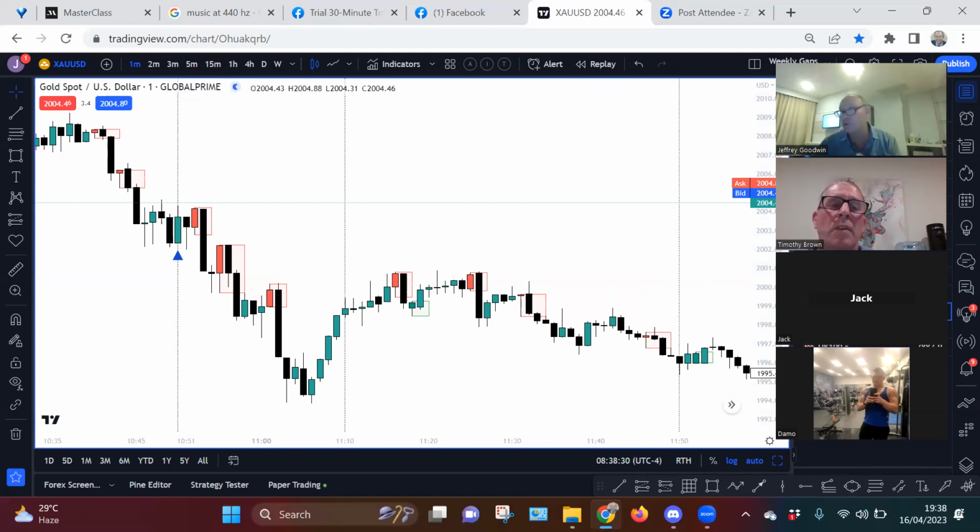So therefore, for a 1-to-1, if I have a 5-pip stop loss, what would my profit be? That would have to be... To be fair, that's still a tight stop loss on gold. To be honest, it's still a nice stop loss.